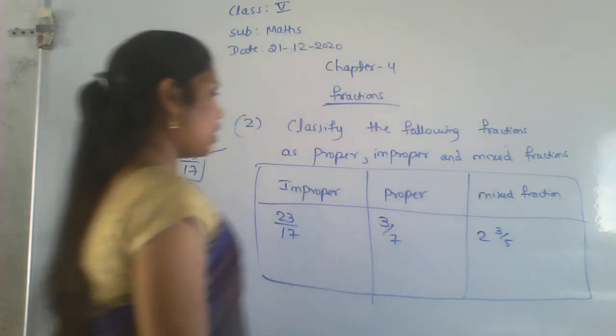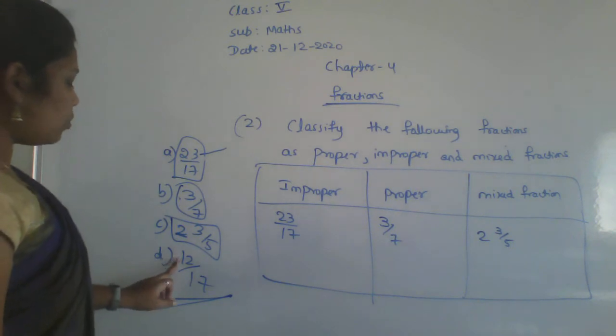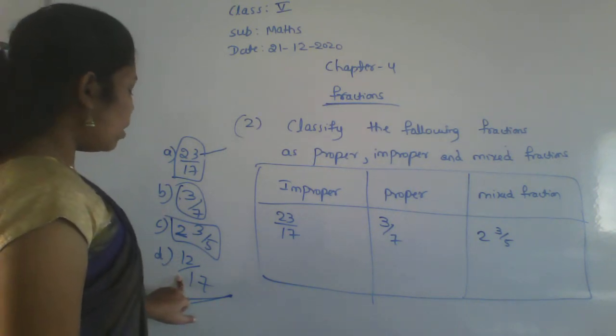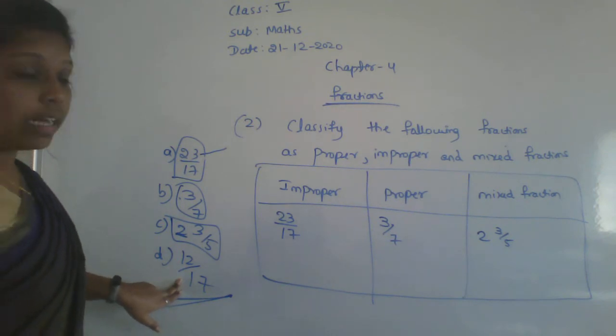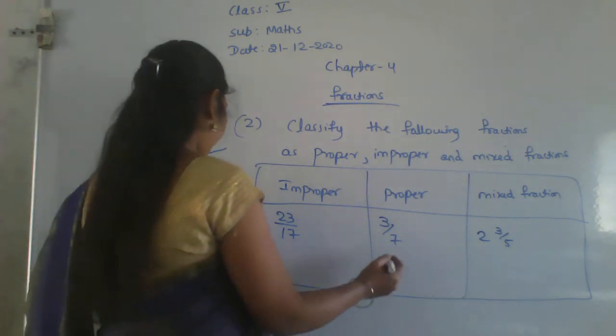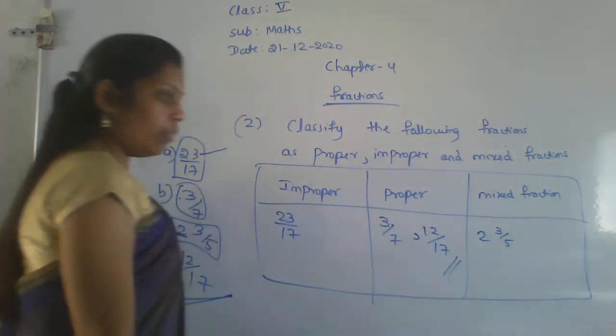That is a mixed fraction. Next, last one, 12 by 17. Numerator is 12 and denominator is 17. Which one is the greater value? Denominator is the greater value, which means it is a proper fraction. Right here, 12 by 17 is a proper fraction.